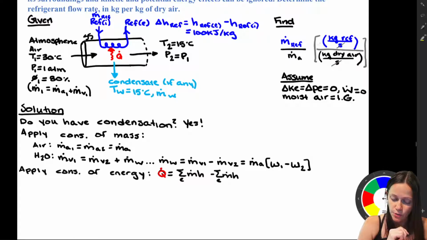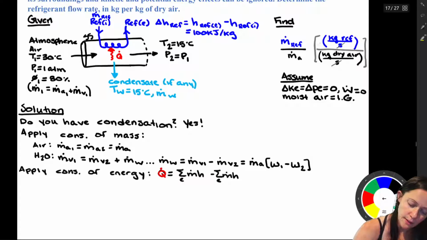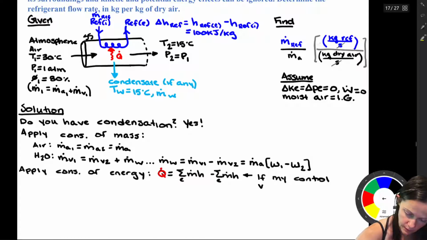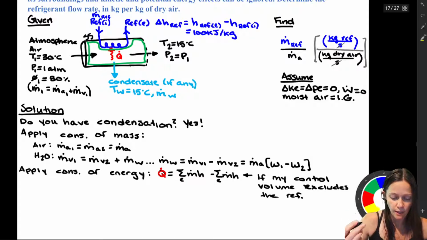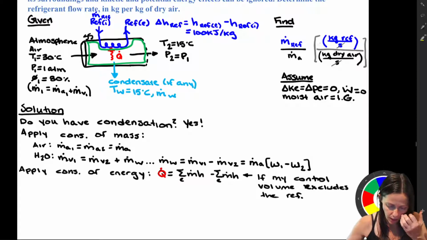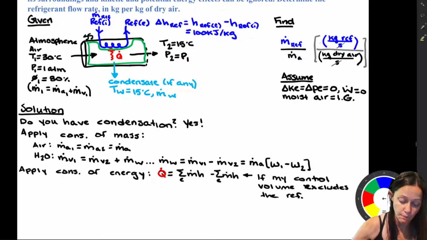Actually, there's a couple of things that I could do here. So this guy right here, this is if my control volume excludes the refrigerant. I'm going to draw a solid line because I want to be able to erase this easily. What I'm saying is I draw my control volume just around the atmospheric air that's coming in and out, and the condensate that's also going out. That way I capture that Q dot that's crossing the system boundary that I've drawn in green.